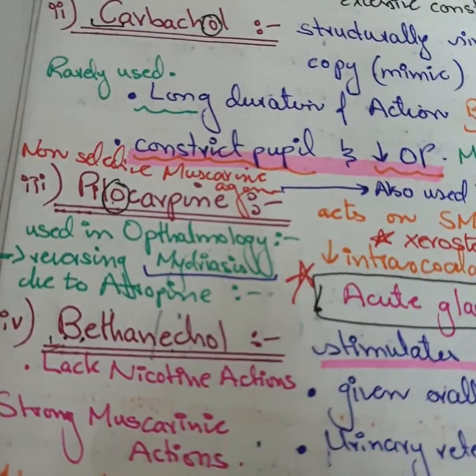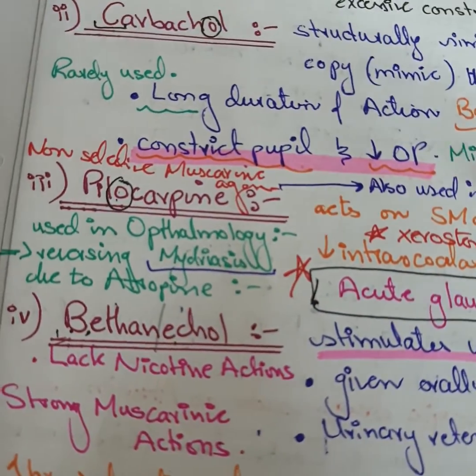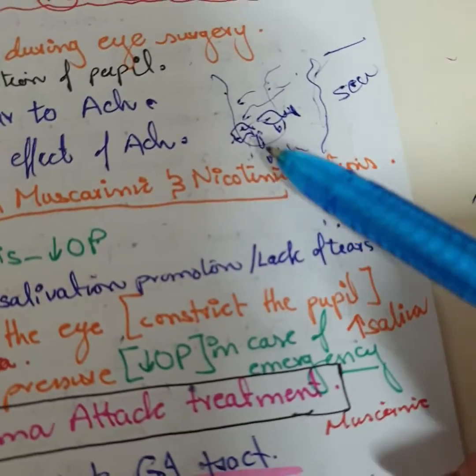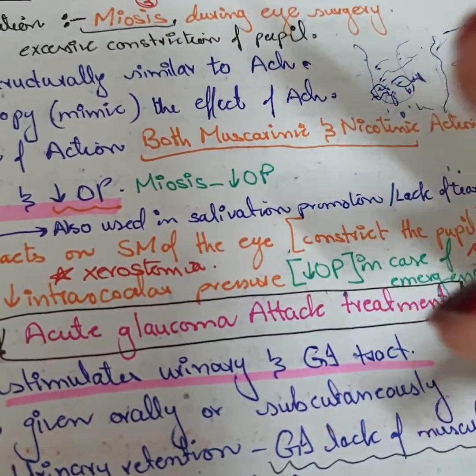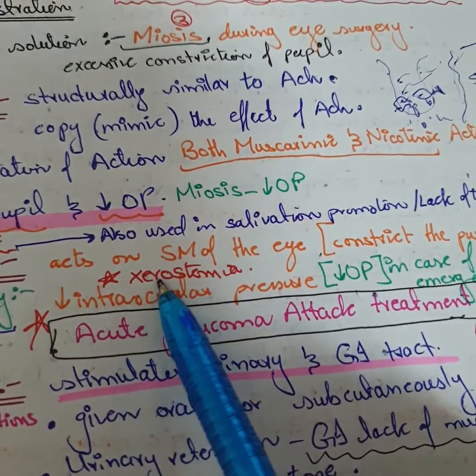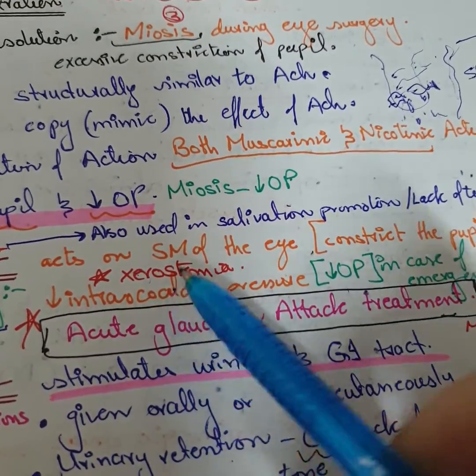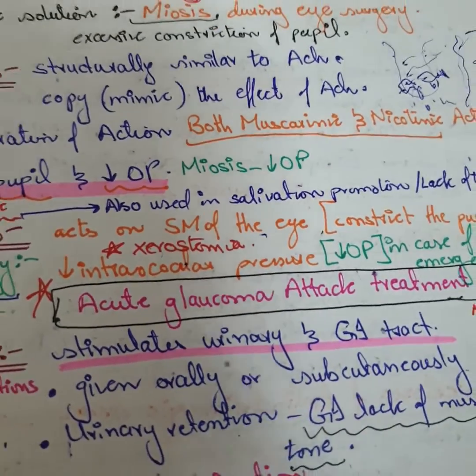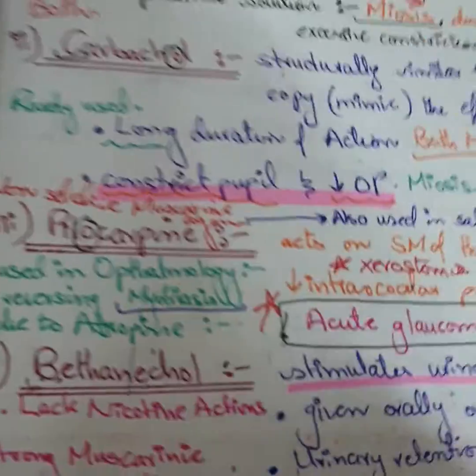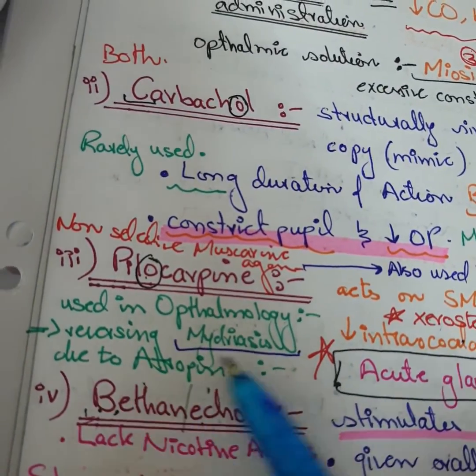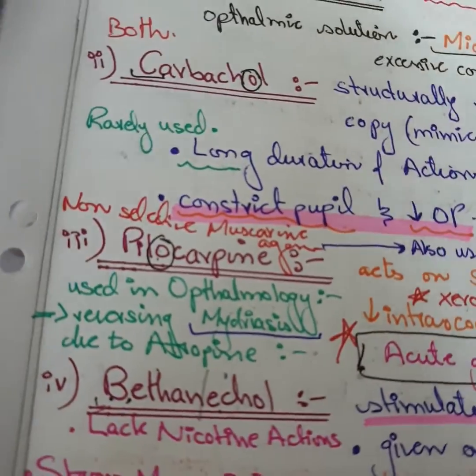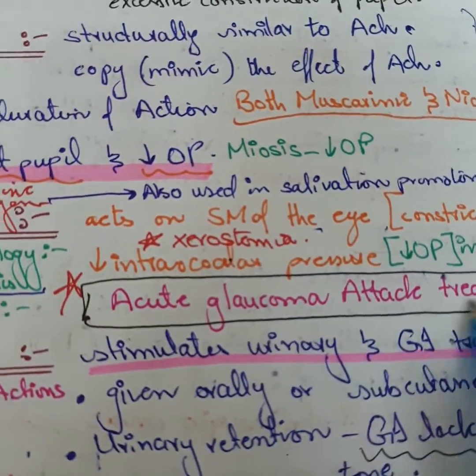So from here you can remember that pilocarpine is used to treat dry mouth, because you can imagine the water dripping, so it increases salivation. For dry mouth it is used for xerostomia. Then from this water you can also imagine that it is used in reversing the mydriasis due to atropine. Used in ophthalmology, it decreases the intraocular pressure, hence it is used for acute glaucoma attack.